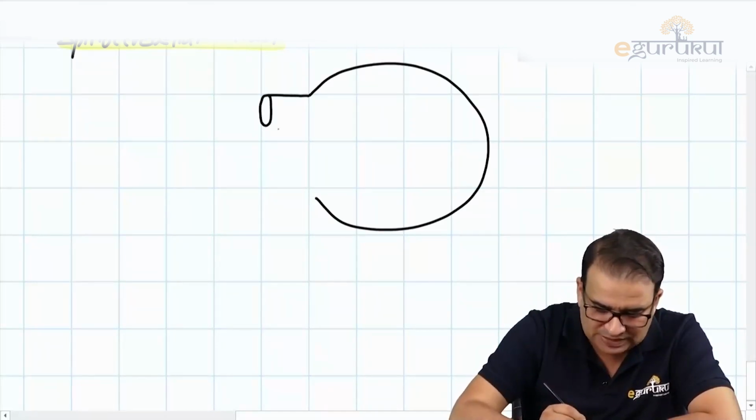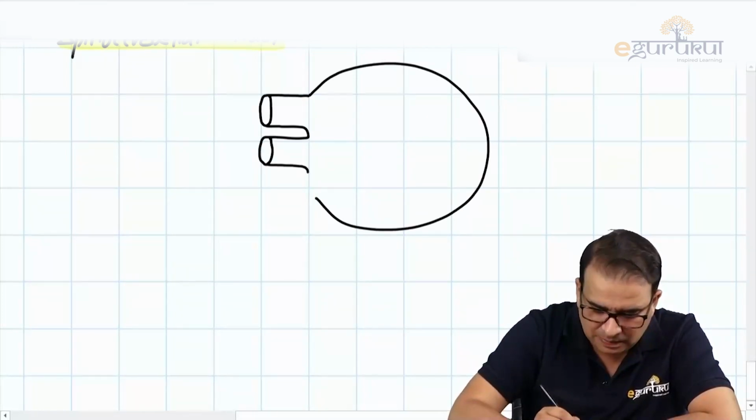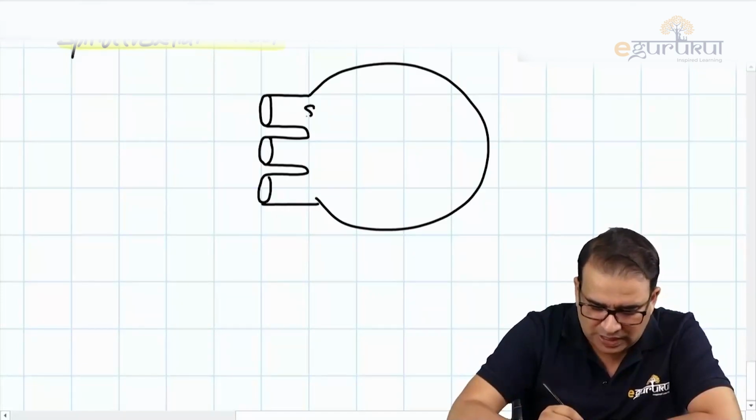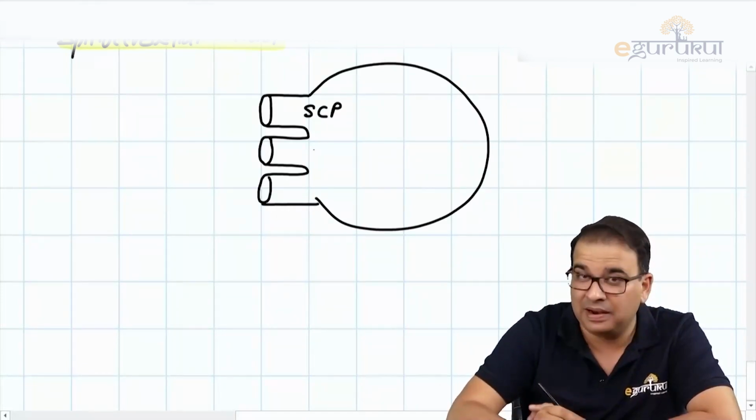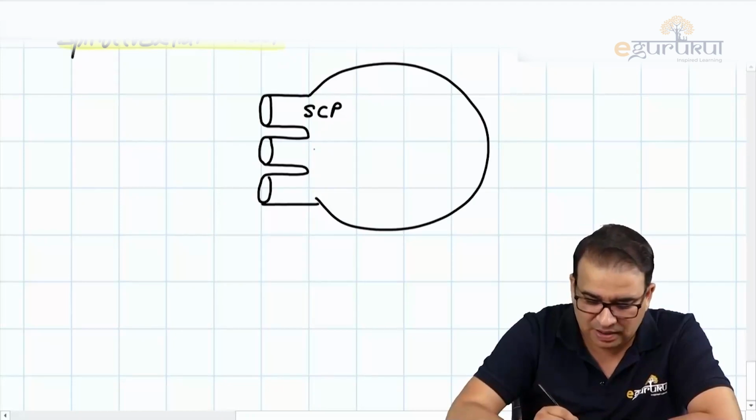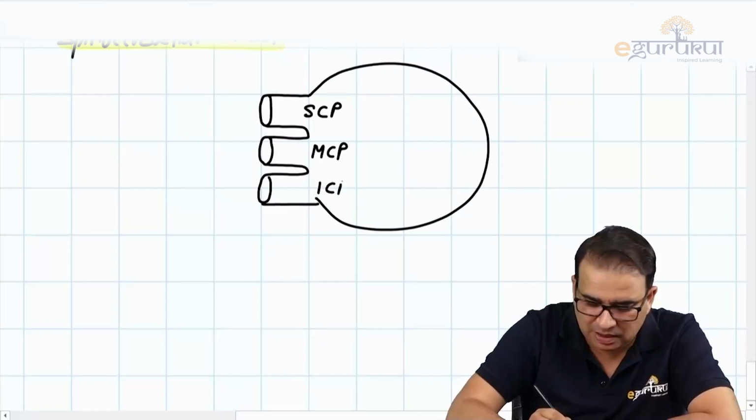One is called the superior cerebellar peduncle. Then we have the middle cerebellar peduncle. And let's say this one here is the inferior cerebellar peduncle. I'm writing in short, guys, SCP, superior cerebellar. Just make sure you write it. Superior cerebellar peduncle, middle cerebellar, and inferior cerebellar peduncle.